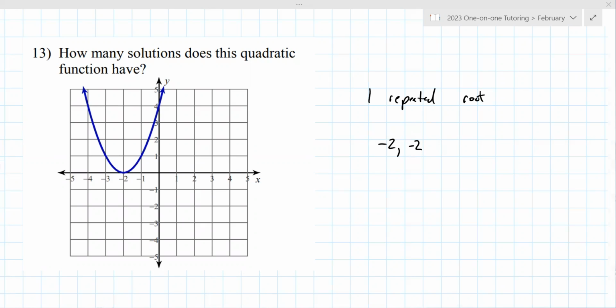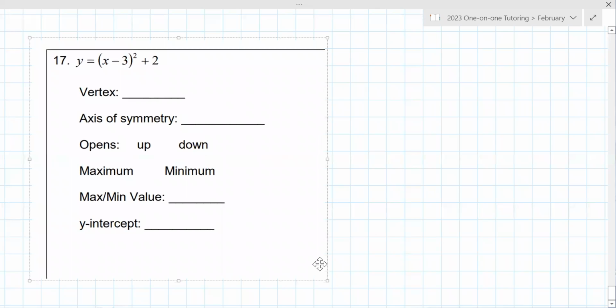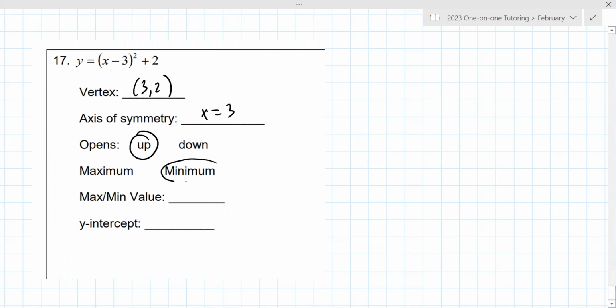So just keep that in mind. Okay, so let's have you do one quick back to vertex form and just fill in the information here, and then we'll move on to even, odd, neither. Give us one to try, please. The vertex is 3, 2. Axis of symmetry is x equals 3. It opens up because it's positive, which means it has a minimum. And the value of the minimum is the y value, so 2.